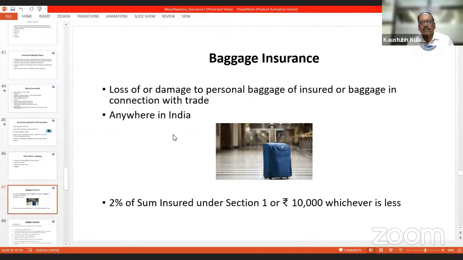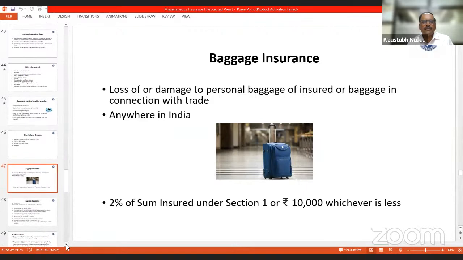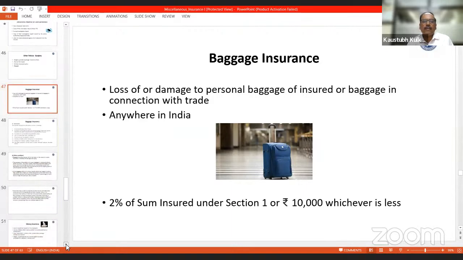anywhere in India. So these baggages may be lost in transit by way of burglary, theft, or any type of misfortune. So here we can cover these types of baggage under baggage insurance.